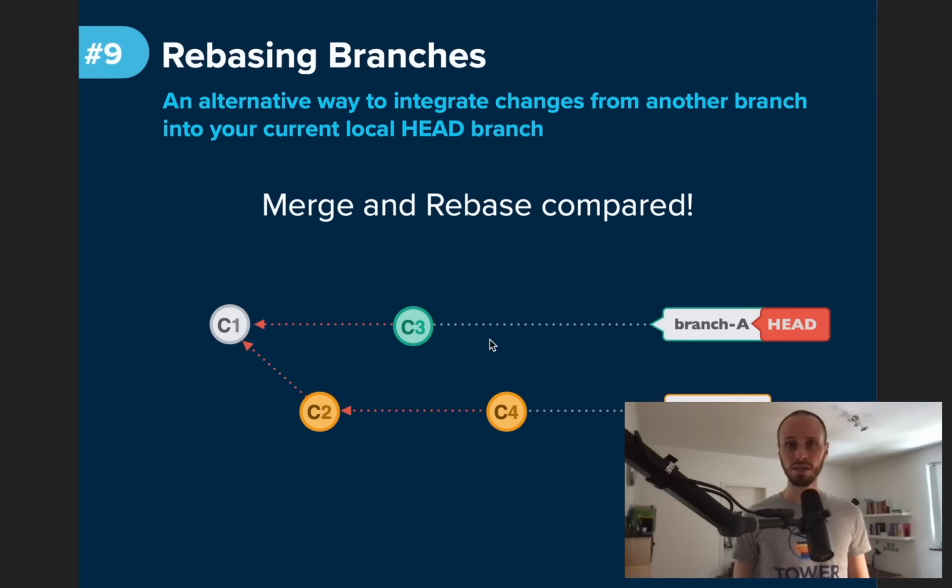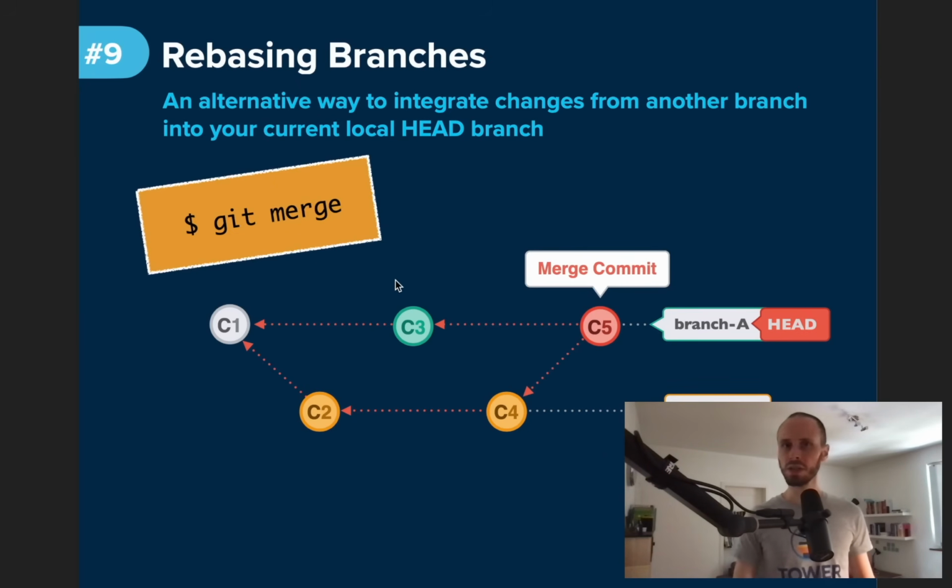So this is the starting situation. We have two branches, branch A and branch B, and both have diverting changes. We have a couple of commits here and one commit here, and they branched off at this point here. Now with merge, you've already seen that we would receive this merge commit in the end, this melting point or this knot that combines these two commits.